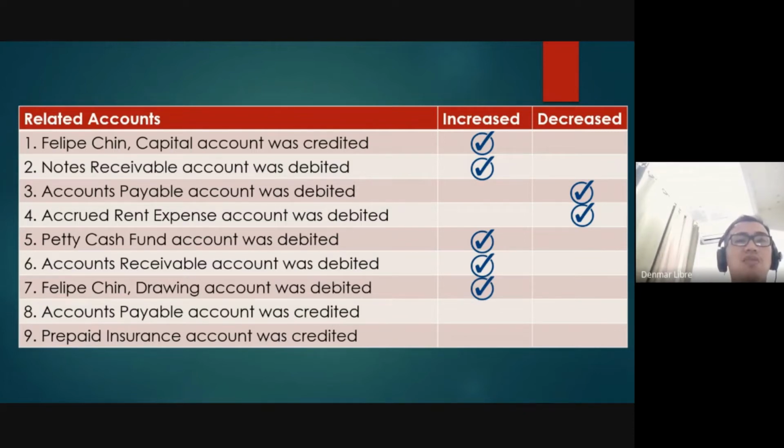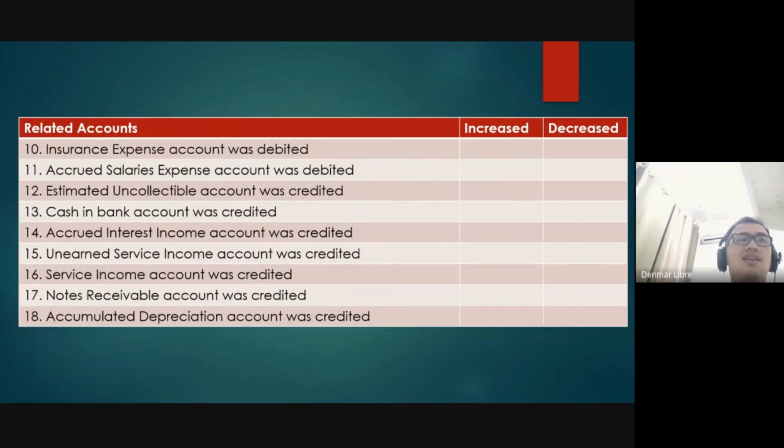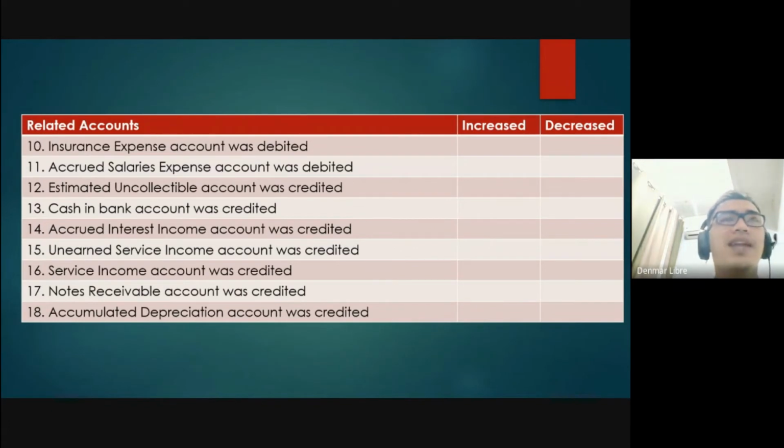Accounts payable account was credited. It is a liability account, normal balance, credit, increase. Prepaid insurance account was credited. It is an asset account, normal balance, debit, but it was credited, decrease. Number 10, insurance expense account was debited. It is an expense account.